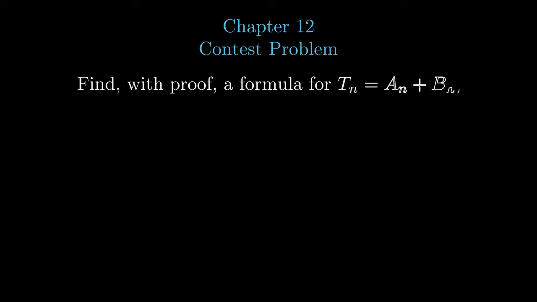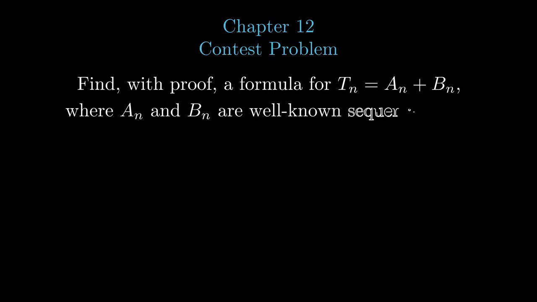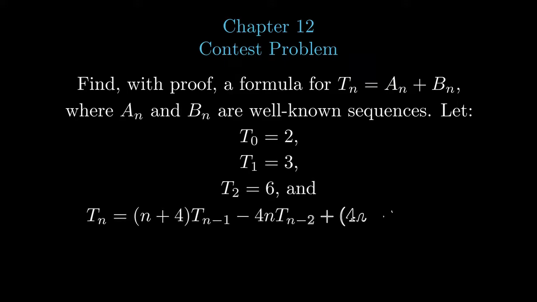Find, with proof, a formula for Tn equals An plus Bn, where An and Bn are well-known sequences. Let T0 equal 2, T1 equal 3, T2 equal 6, and Tn equal this formula.